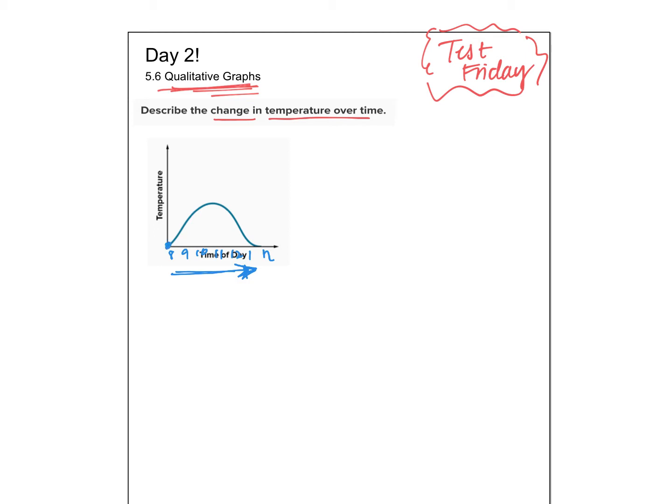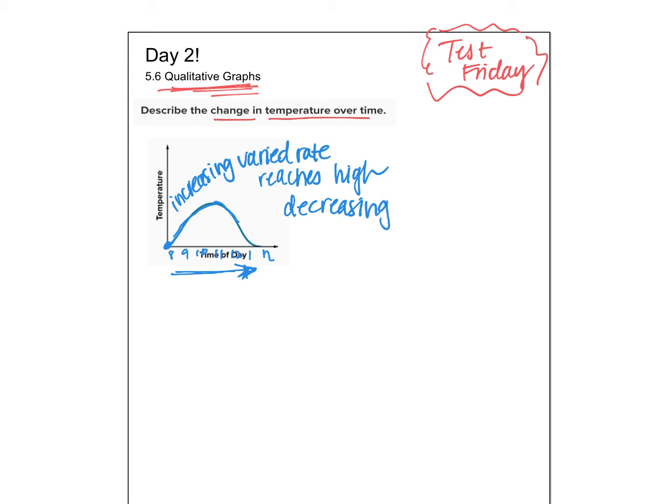Okay, so it looks like the temperature starts here, and it slowly goes up. It's not a straight line, so I would say it's increasing at a varied rate. So that's how you would describe that. I would say maybe it reaches a peak temperature. So it reaches the high, and then it starts decreasing after that at a varied rate.